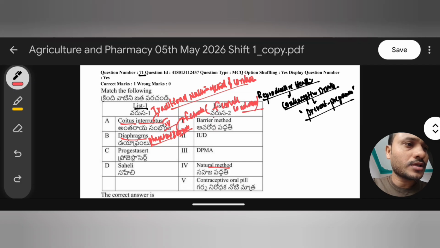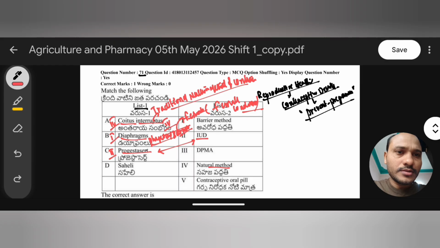So this female condom is nothing but a diaphragm, which is mainly used to prevent the entry of sperm into the female body. So hence B is the first one. Now coming to progesterone. Very important, progesterone. It is a hormone releasing IUD, intrauterine device. So hence here, second one.